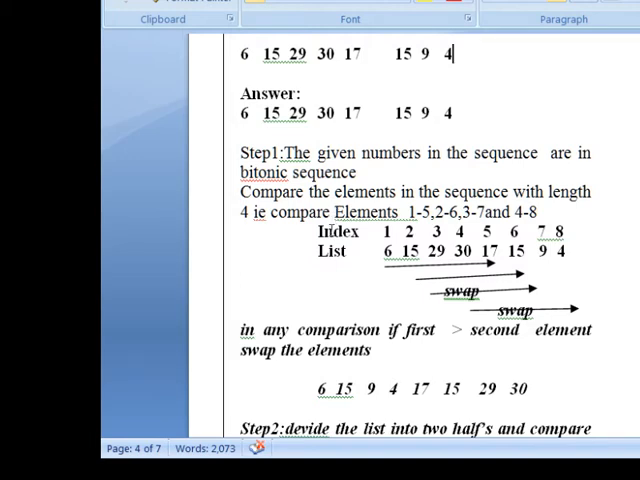What is the bitonic sorter? We have to use the half-cleaner concept. In the half-cleaner concept, first we have to compare the elements in the sequence with length 4. Compare the elements 1 and 5. That means these 8 elements are given as inputs A1 to A8. So now we use 4 comparators here. The input values first and fifth go to the first comparator.